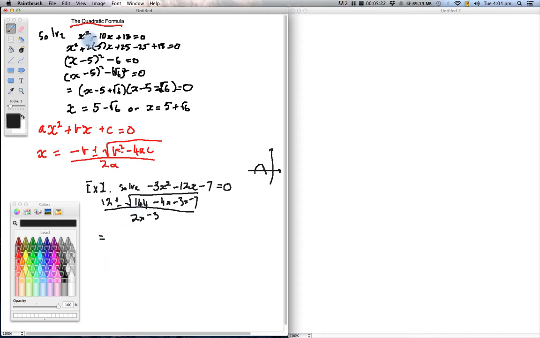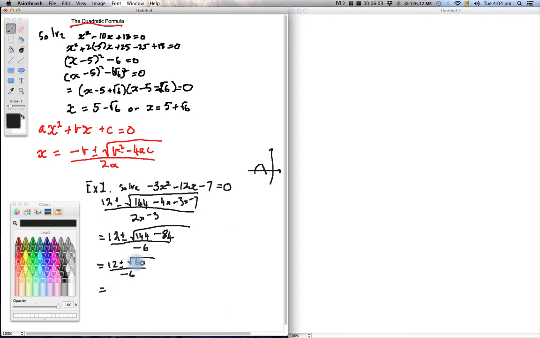Okay, so time to neaten this up a bit. So we've got 12 plus or minus the square root of 144. Now 3 negative, so it's going to be negative. 4 times 3 is 12, 12 times 7 is 84, divided by negative 6. So that equals 12 plus or minus the square root of 60, divided by minus 6.